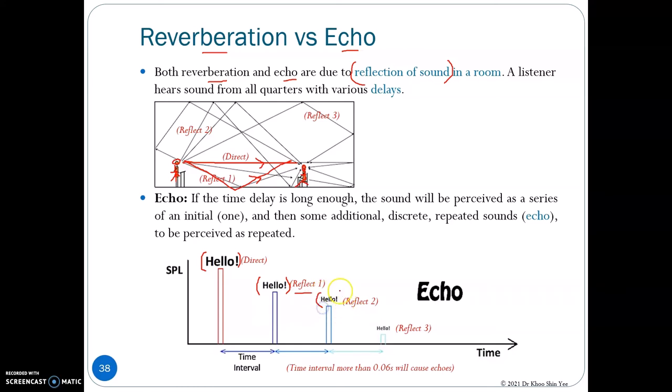Similarly, you listen to the hello sound again and again, which is due to reflection path 2 and reflection path 3 here. If the time interval between the direct and the reflected sound is more than 0.06 seconds, in this case, we will listen to the sound as echoes. So in this case, the sound of hello will be repeated over time, and you can see each sound appears discretely and they do not mix with each other.